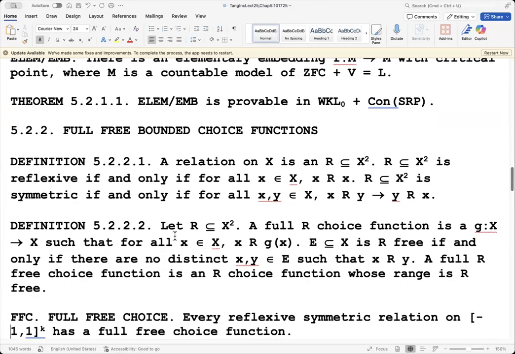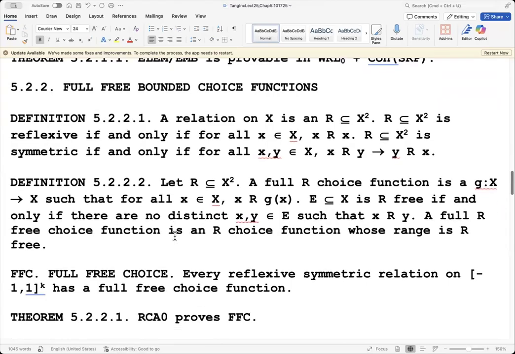All right. So now we have the full, now let's get into the objects at hand. The full free bounded choice functions. So if you have any relation on any set X, it's reflexive and symmetric. We know what those words mean.